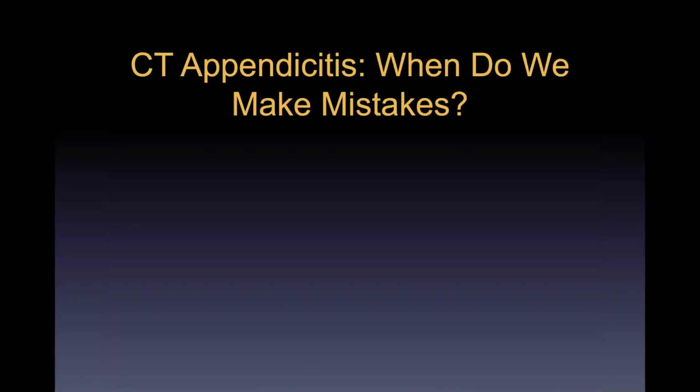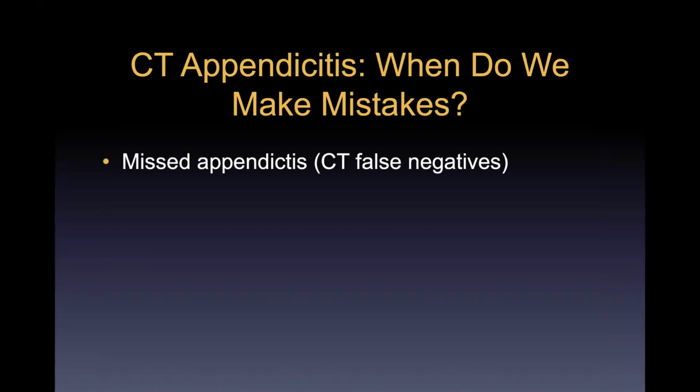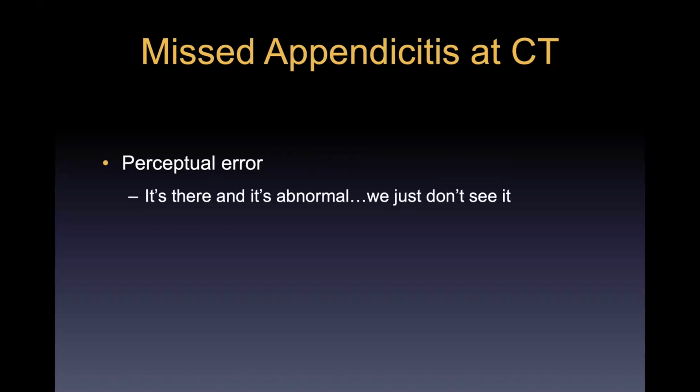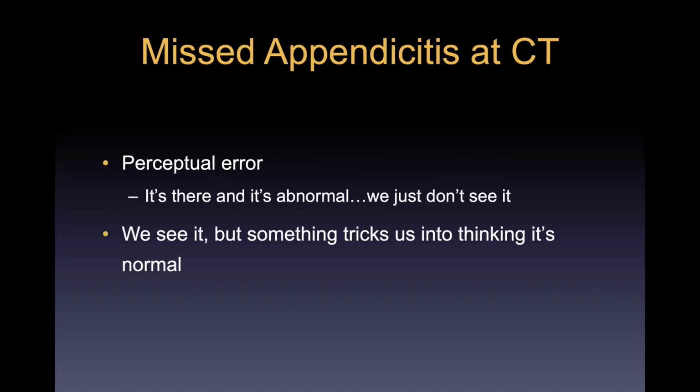Okay, so when do we tend to make mistakes as radiologists? There's a couple ways we can blow this diagnosis. We can either miss the appendicitis, our CT false negatives, or we can overcall it, our false positives. So let's talk first about our missed cases. Two scenarios here. One is just perceptual error. It's there, it's abnormal, and we just don't see it.